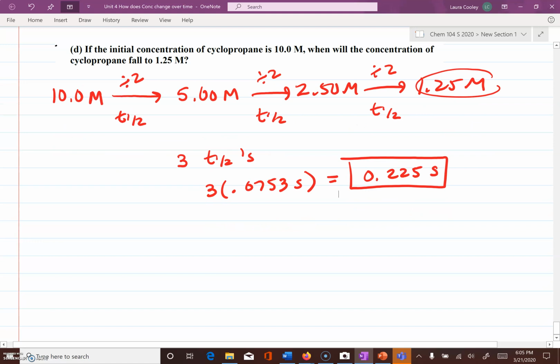Okay, so that's all I have to say about this, and I'll post up some problems that you should do on this part of the unit.